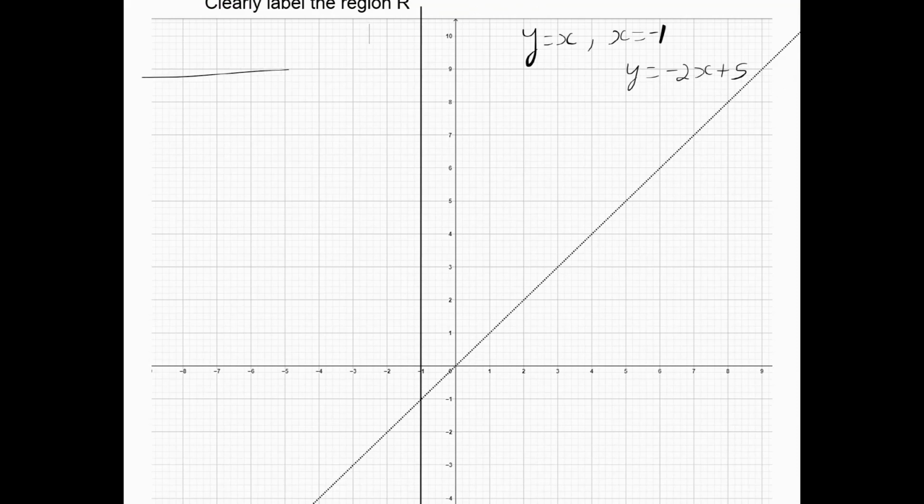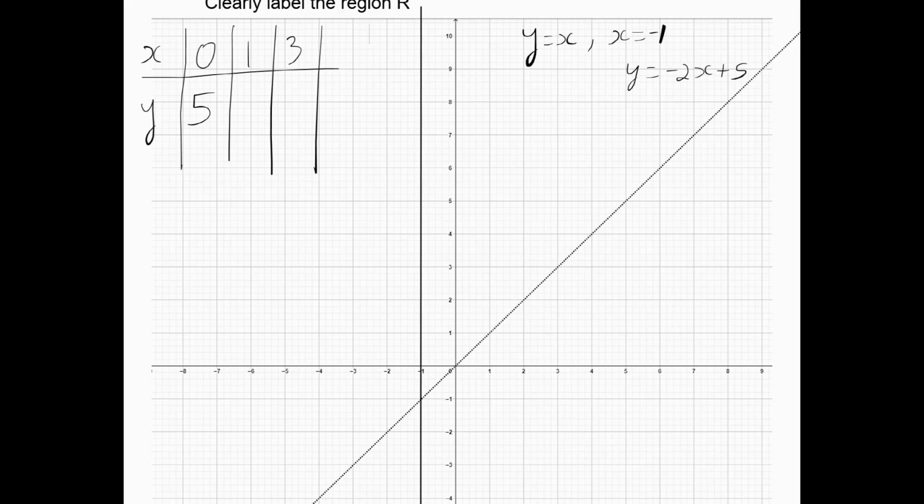The easiest way to do this is with a table. Work out the values of y for 3 different values of x. So x and y. When x is 0, y is just equal to 5, because minus 2 times 0 is 0. When x is equal to 1, I have minus 2 plus 5, which is 3. And when x is equal to 3, I get minus 6 plus 5, which is going to be minus 1. So I know that my graph for y equals minus 2x plus 5 will pass through 0, 5, 1, 3, and 3, minus 1.